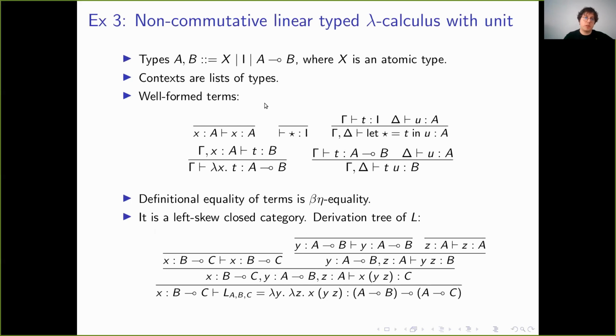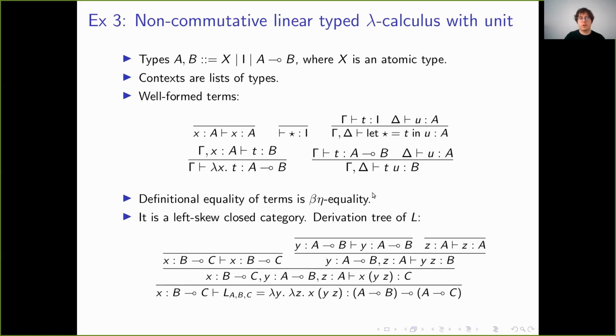Okay, so the last example is a restricted variant of the non-commutative linear type lambda calculus with unit. We'll see in a second why it is restricted. So this is how this goes. We want to construct a category, so the objects are types. This is the grammar for types. You have atomic types, unit, and lolly, which is the function space here. Contexts, or antecedents, are lists of types.